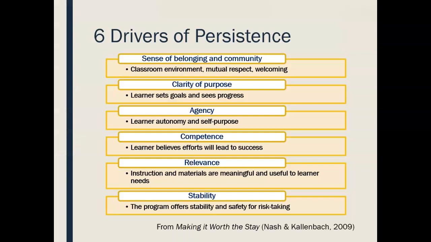The 6 drivers of persistence you're going to read about are these 6. Sense of belonging in community, clarity of purpose, agency, competence, relevance, and stability. Now, if you want, pause the video to read these quick definitions, but this is what you're going to read in the Nash and Kallenbach study. Think about which of these you have agency over. Which ones can you influence? I think you'd be surprised.